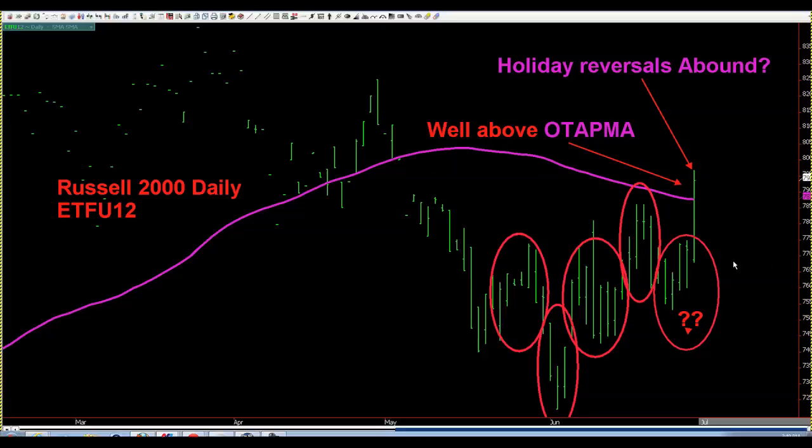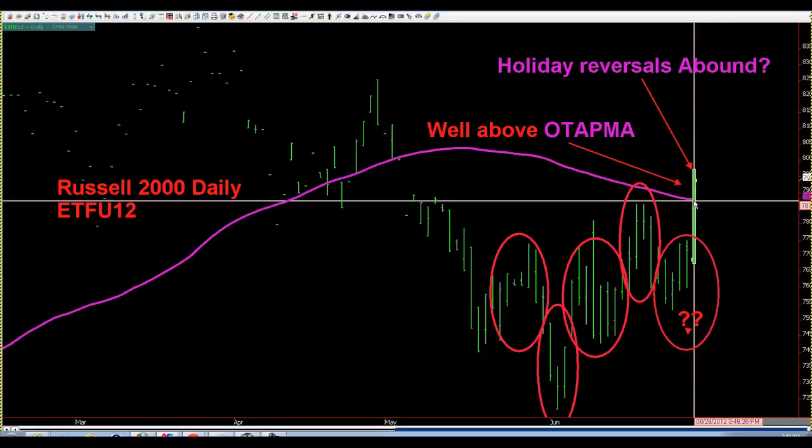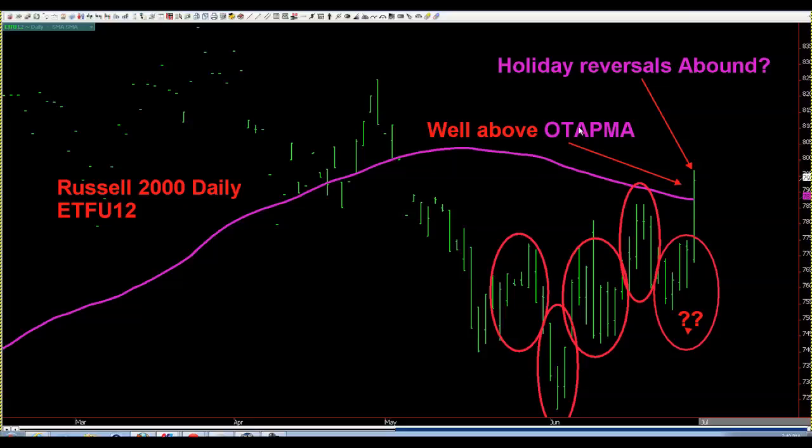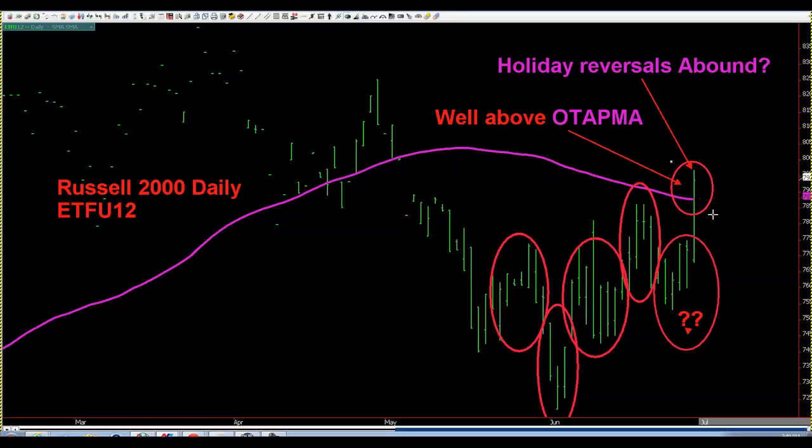And the market, the Russell on the daily bar, got above my OTAPMA, or the OMNI Trading Academy's proprietary moving average. Thank goodness we had stops in. Last night, as we got filled in the S&P, we got stopped at the same time.